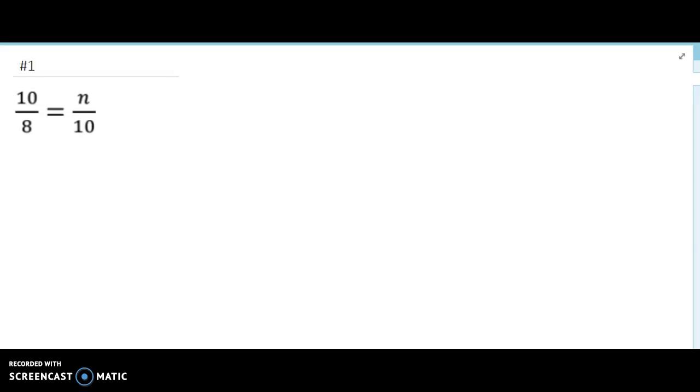You do need to know how to do these though, because in chapter 8 we set up a lot of proportions, and so you'll need to be able to solve things similar to what we're doing today.